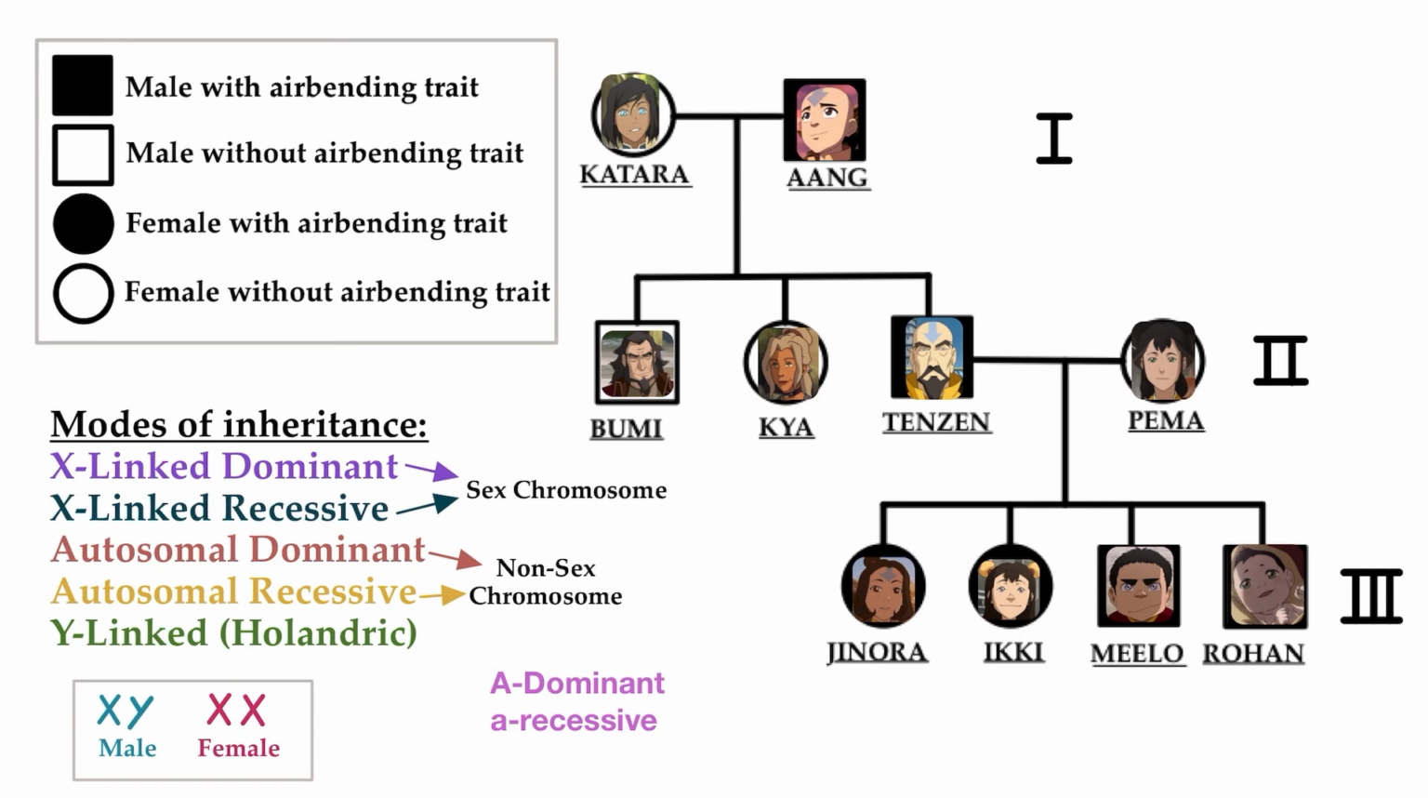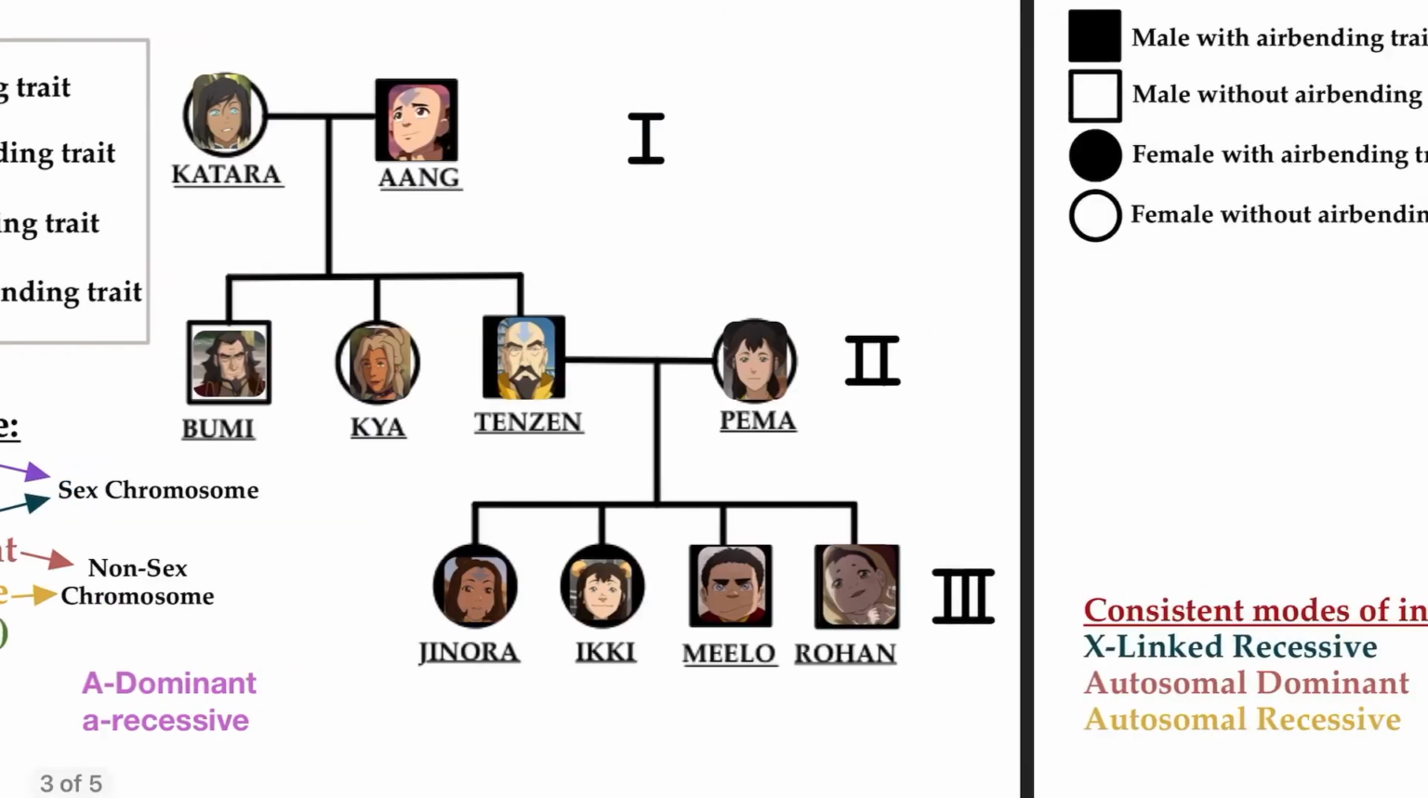And let's note, if the letter is an uppercase A, it would mean that it's dominant. If it's lowercase, it means it would be recessive. Dominant always shows over the recessive.